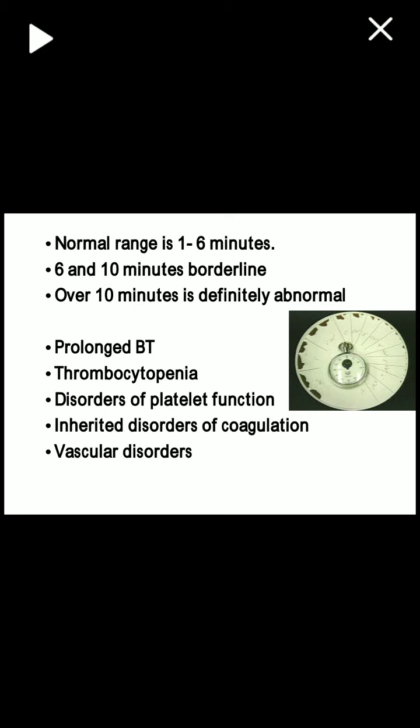That is, prolonged bleeding time is seen in thrombocytopenia, less platelet count. Disorders of platelet function: though count is normal, platelets are not functioning normally. Then we have disorders of coagulation. If platelets are normal, the second step, that is secondary hemostasis, coagulation factors are not normal, so the patient continues to bleed. Then the third one could be vascular disorder. Platelets are normal, coagulation factors are normal, but the vessel wall itself is abnormal, so it is giving more bleeding time. Hope you all understood.